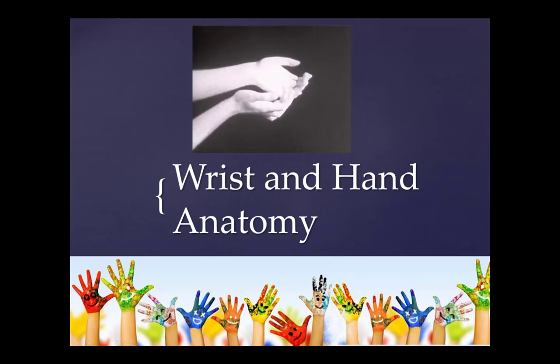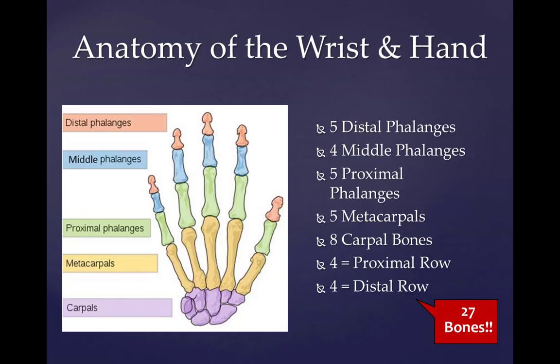Wrist and hand anatomy. The bones of the hand and the wrist provide the body with support and flexibility to manipulate objects in many different ways. Each hand contains 27 distinct bones that give the hand an incredible range and precision in motion.